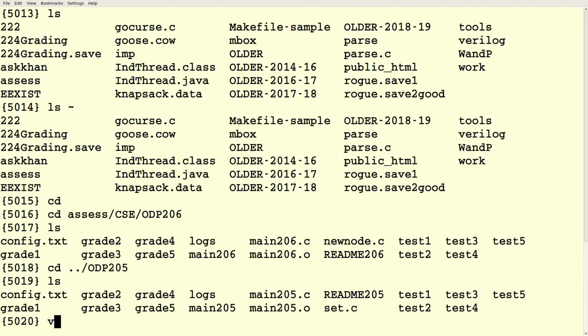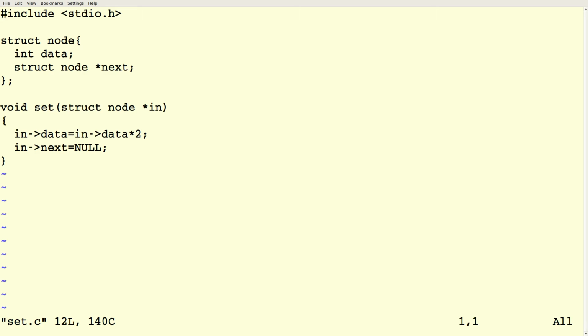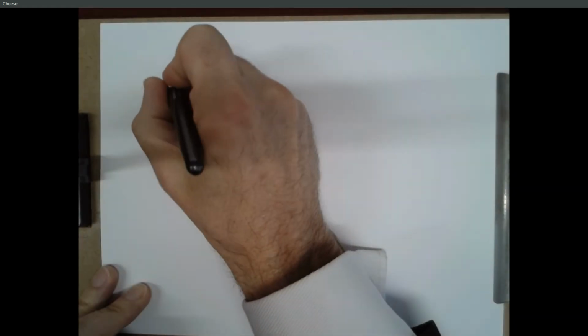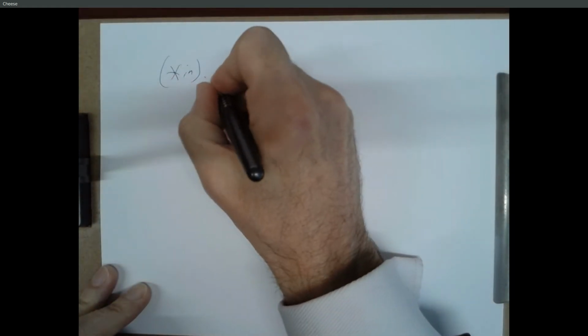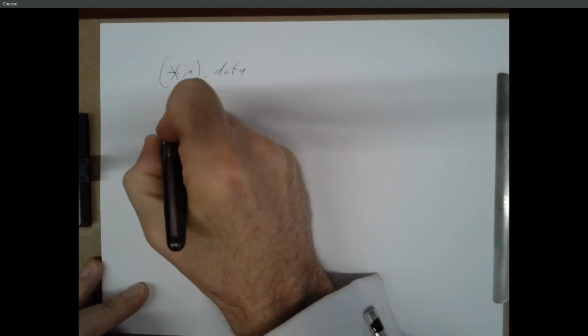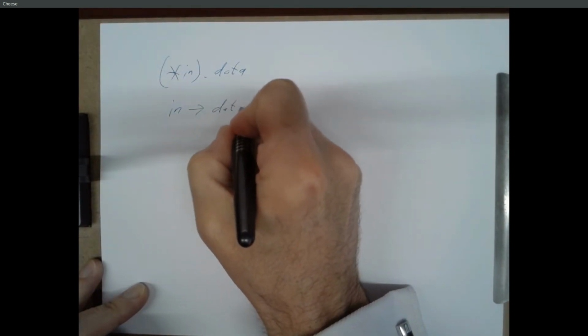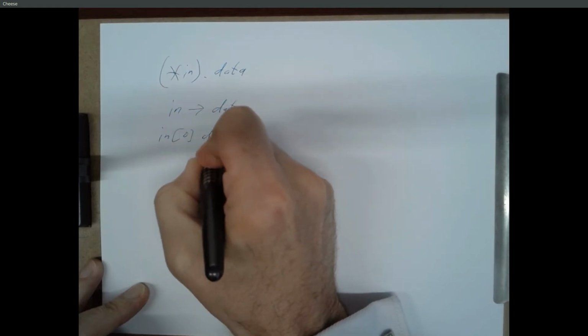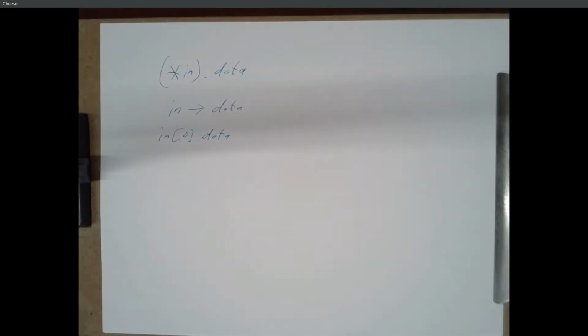205, right? So this should work if you're using the arrow notation, right? It will also work if you say in bracket 0 dot data, right? Because technically in is an array, but that arrow notation is basically saying the thing that in points to dot data, right? Same as in arrow data, or in bracket 0 dot data. Does that make sense?